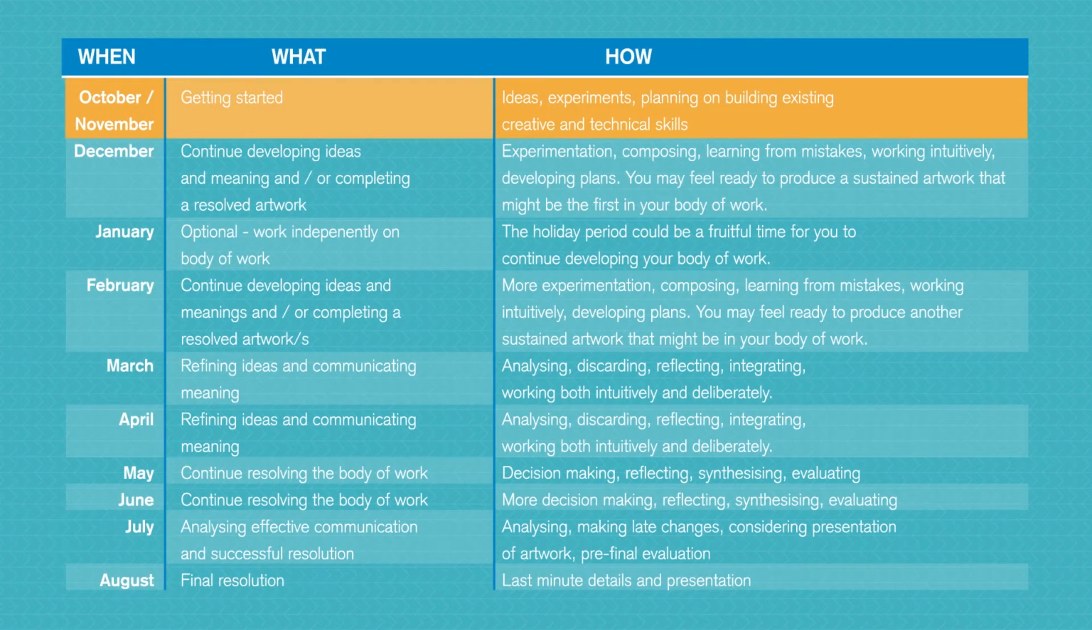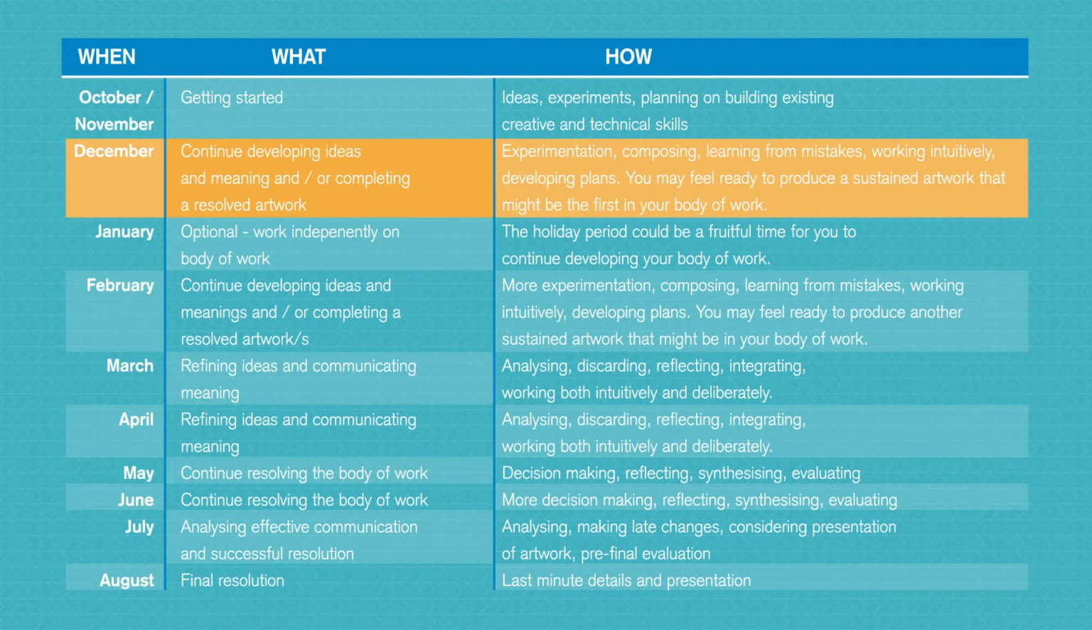A schedule or a plan is a great place to start. You begin Year 12 in October, November. You need to start with experiments, planning, building an extensive creative base and developing your technical skills. By December, you can be continuing along with these ideas and developing meaning for your body of work, or if you are confident enough, you can start completing a resolved artwork. So keep experimenting, composing, learning from your mistakes, working intuitively, developing plans.